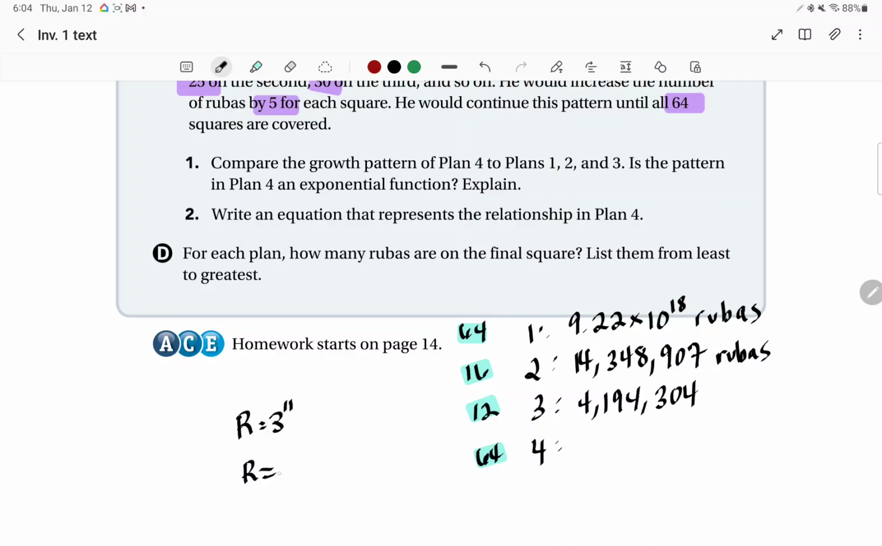And then on the last one, right, on the last one, the number of rubas is equal to, plugging those into the equation, 64, that's your square number right there, right, your independent variable. That ends up being just 335 rubas.